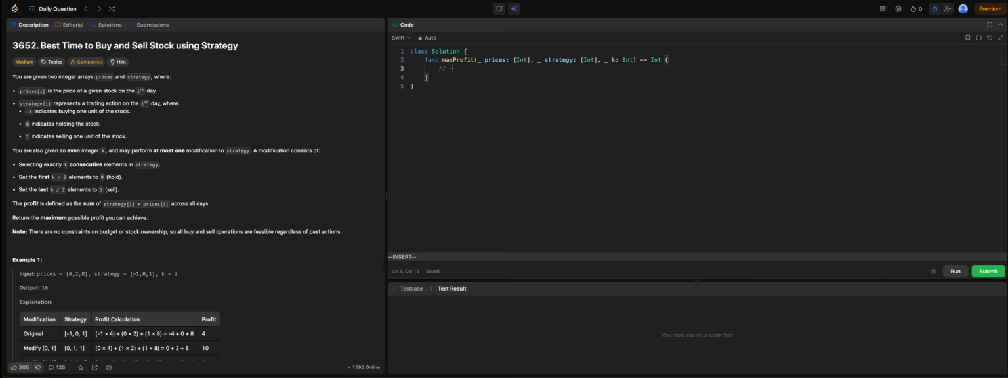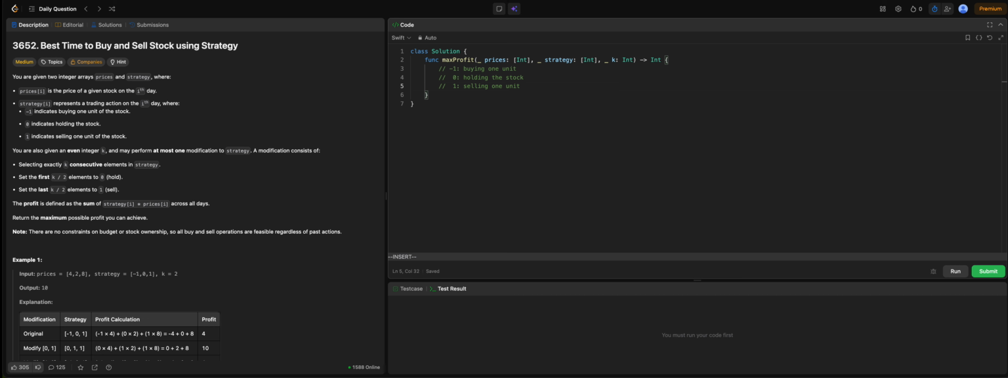So let's try to write it down. 1 means sell 1 unit, 0 means holding the stock, and -1 indicates buying 1 unit. So that is just an indicator of what to do for the strategy.